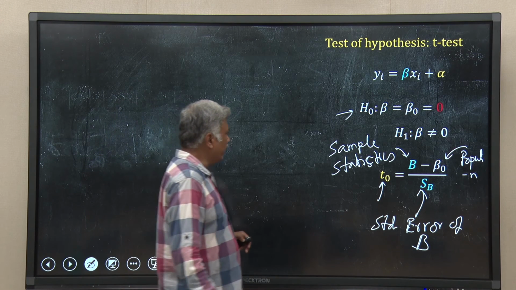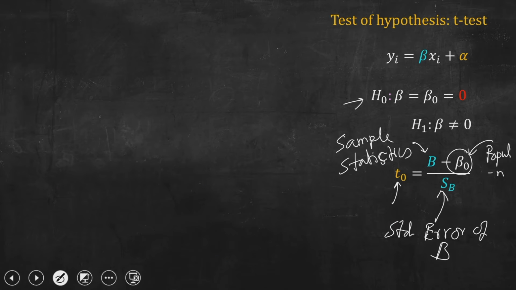Now, let us look into this. By null hypothesis, this one is equal to 0. That means, I am landing up reaching T equal to B by standard error of B, right. That is as simple as that.